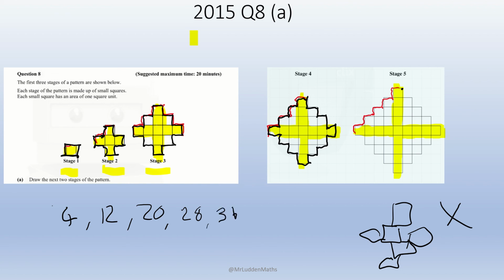I'll leave that as an exercise for you guys too. If you want to count that, you will get 36. So that's an exercise for yourself. So 4, 12, 20, 28, 36.